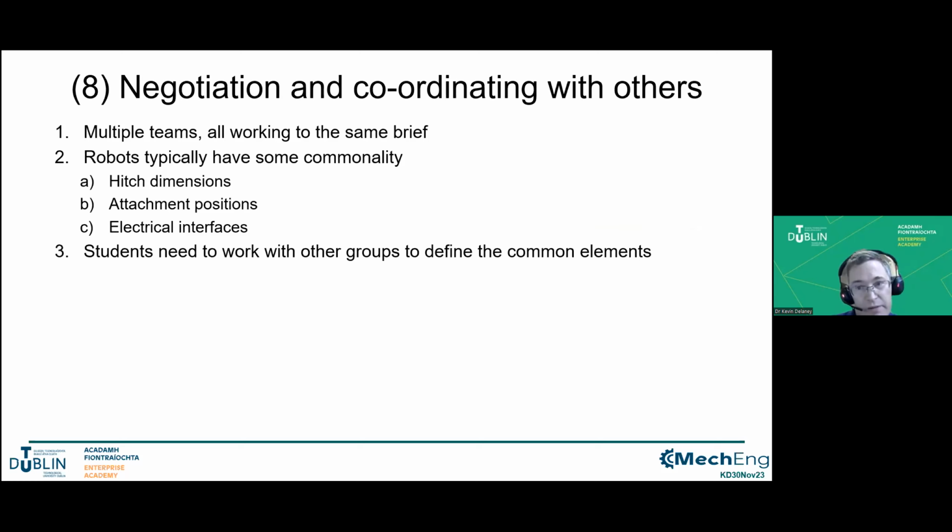There are multiple teams doing this. They're all working to the same overall brief, but we do try to make sure there's some commonality between the different teams. Typically, they're robots that we do in 2 different parts. So if it's going to be towing a trailer, for example, we expect the hitch dimensions to be the same because it has to interface with the trailer that we have built separately. There can be attachment positions.